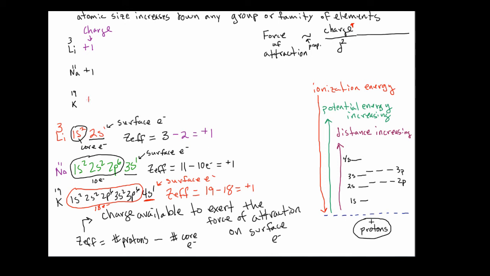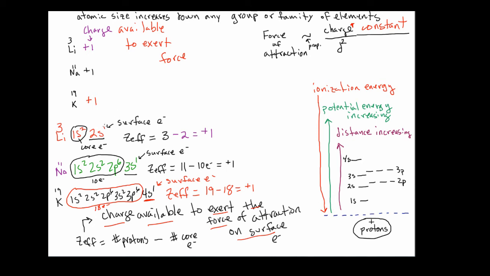And so you can see as we move down any group that the charge available to exert force on the surface electrons is constant. So I'm going to go ahead and put that in the top of our fraction up here. So now what we need to do next is investigate what's going on with the distance issue.